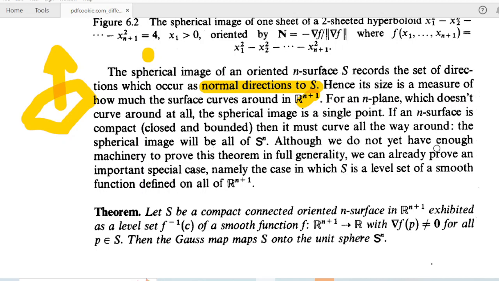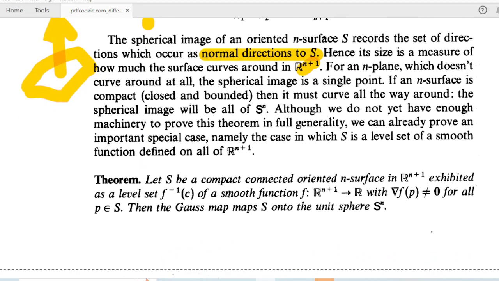Although we do not yet have enough machinery to prove this theorem in full generality, we can already prove an important special case, namely the case in which S is a level set of a smooth function defined on all of R^n. So it is a very important concept, and generally we cannot prove it, but let us see a theorem based on this.